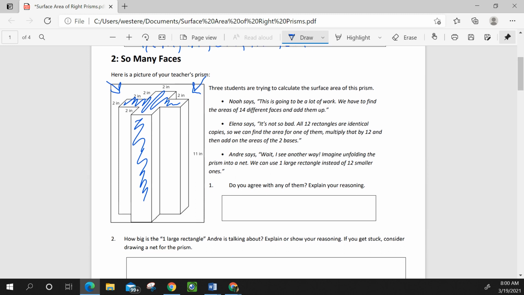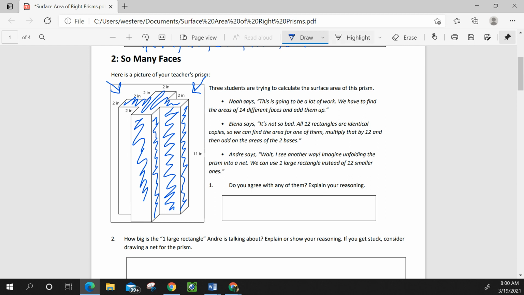So we're looking at this, and the teacher wants you to calculate the surface area, okay? So the surface area is if we were painting this, what is the area of every single face on this prism? So you kind of have to imagine the back also. So all of these rectangles are 11 inches, and every rectangle is 2 inches across.